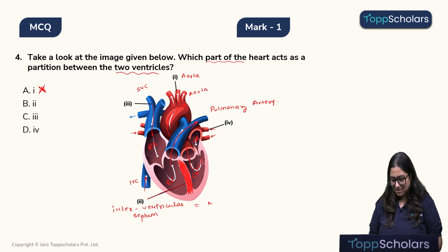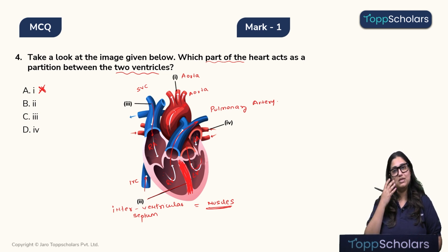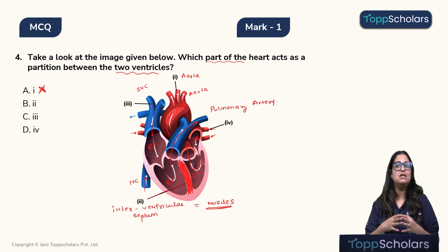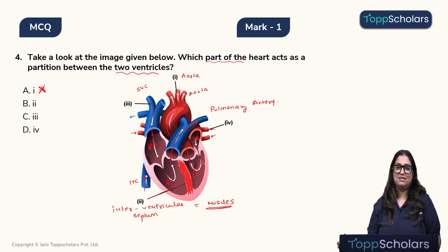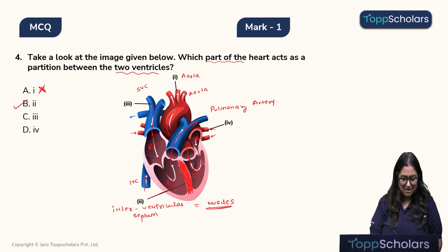Interventricular septum, children, is essentially made up of muscle. So it's a muscular layer of the heart. Now, why is this septum important? So that the deoxygenated blood which comes in the right ventricle doesn't mix with the oxygenated blood that comes in the left ventricle. Because mixing of blood means little oxygen will be delivered to the cell as compared to pure oxygenated blood delivered to the cell. Okay. Therefore, option B is correct.